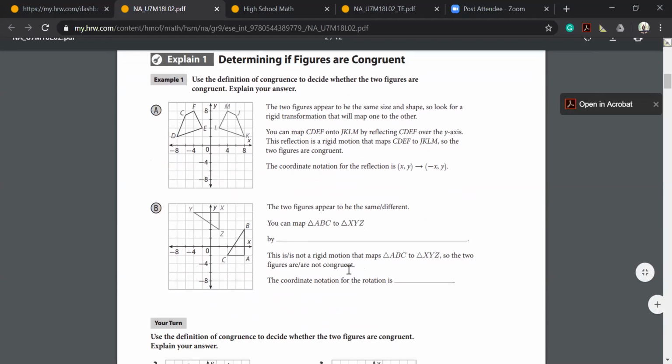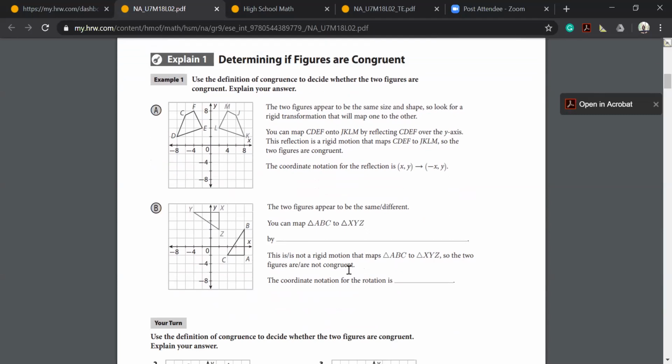The two figures appear to be the same or different size. I don't know. Let's try to count. Here, this is 1, 2, 3, and this is 1, 2, 3. So actually, yes, they are the same size. I'm going to choose same here. They are the same size. So I can map them by what?